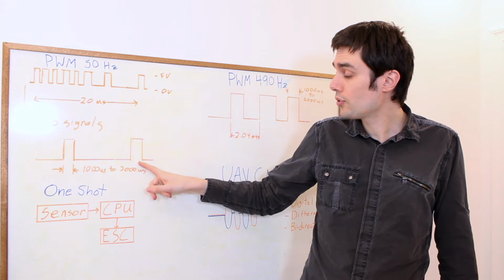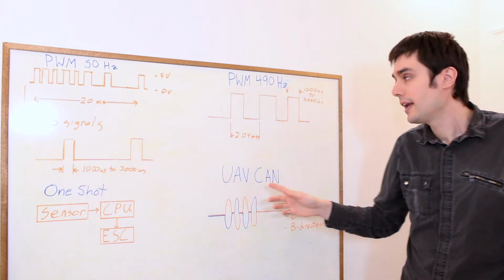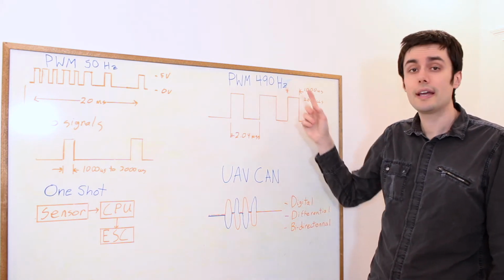When we started developing quadcopters, we realized that there's a whole lot of time available between the two update signals at 50 Hz, 20 milliseconds to be exact. And that's how we got PWM at 300 Hz and eventually 490 Hz.